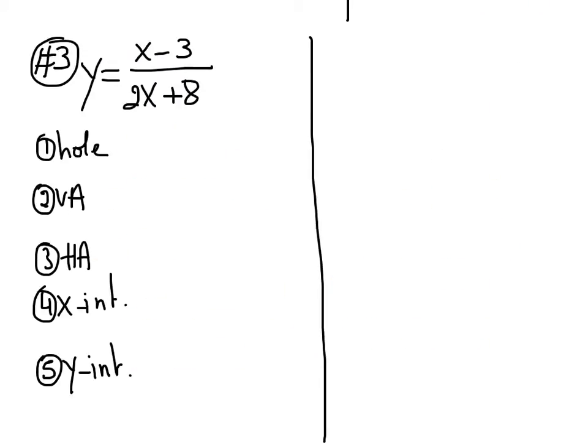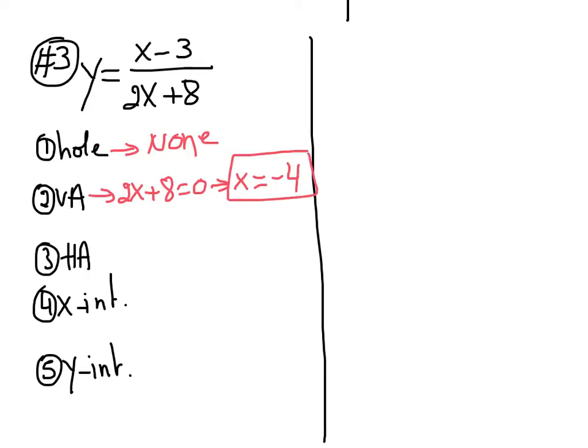Number 3. I have this rational function over here. There is nothing to factor, nothing to reduce. That means there is no hole in the graph. Vertical asymptote, set your denominator equal to 0, and in this case x is going to equal -4. Horizontal asymptote, we're going to look at the exponents of x. Since both of them have the same exponents, we're going to go ahead and divide the coefficients. The coefficient is going to be 1 on the top and 2 on the bottom.